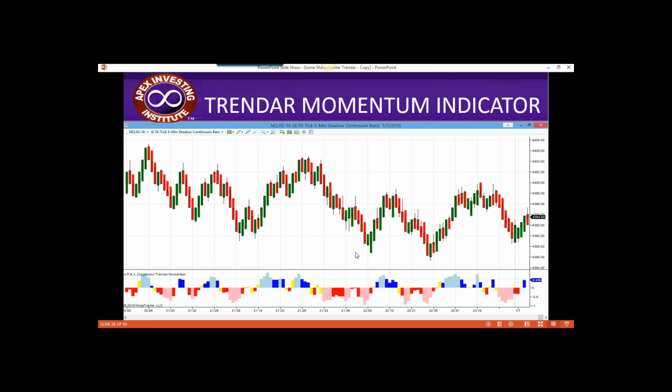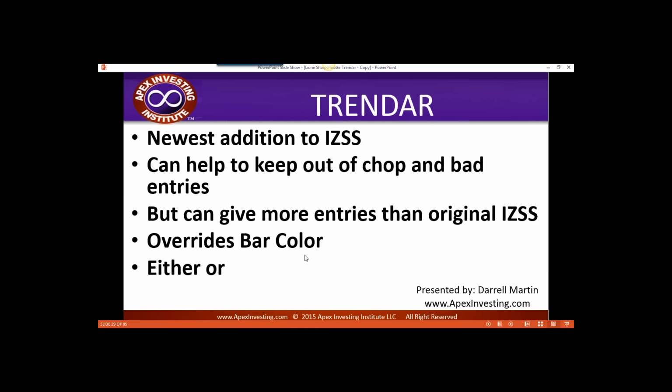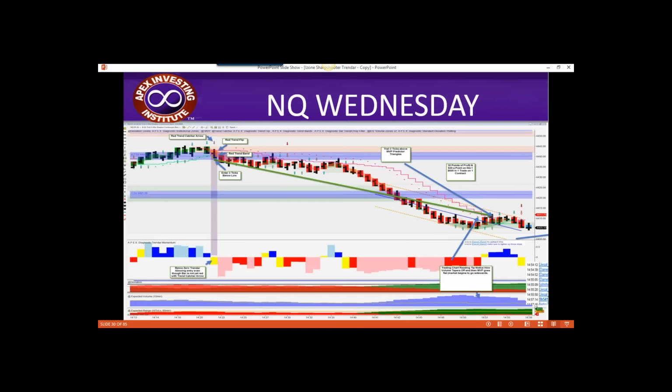And this is our newest addition to IZONES Sharpshooter. It's also a chop indicator. It can keep you out of chop and out of bad entries, but it gives you a lot more entries than just the original IZONES Sharpshooter. It can override the bar color. It can be either or. What do I mean by that?